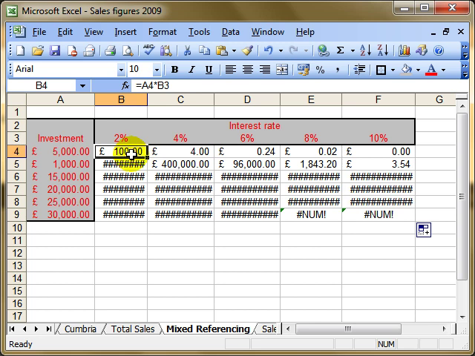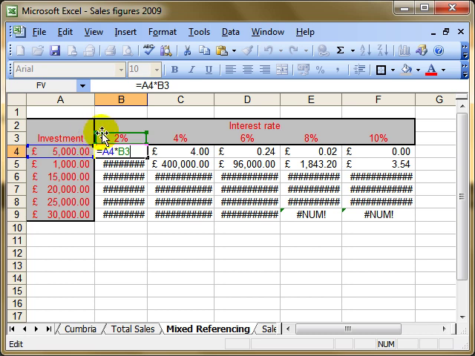Now behind the scenes, what Excel is actually doing is saying in this formula here, take the contents of the cell one to my left, and multiply it by the one above me. That's A4 times B3, one to the left, one above. It's relative to its position.